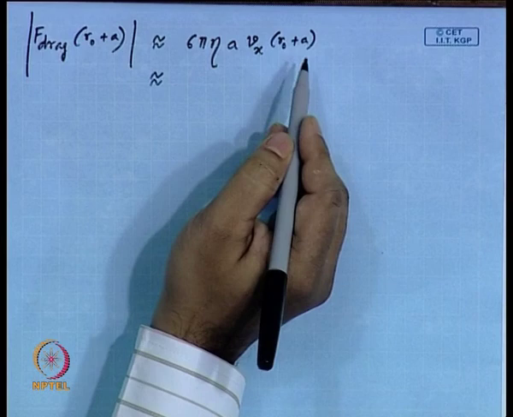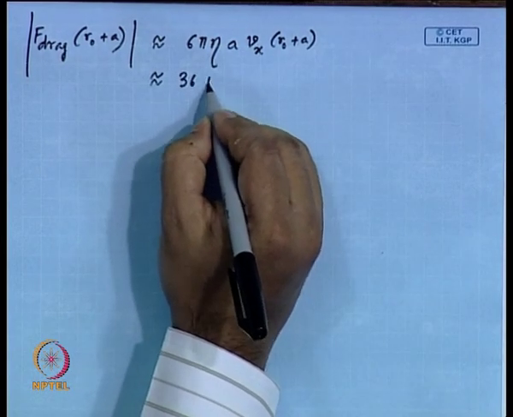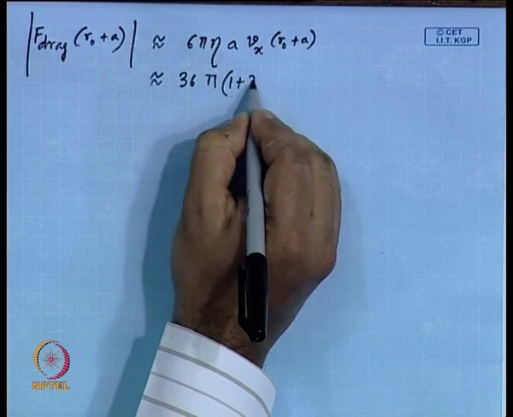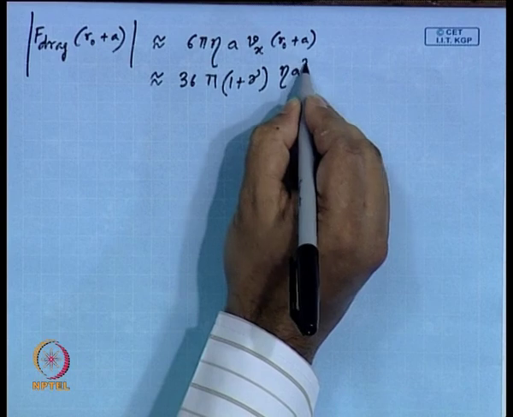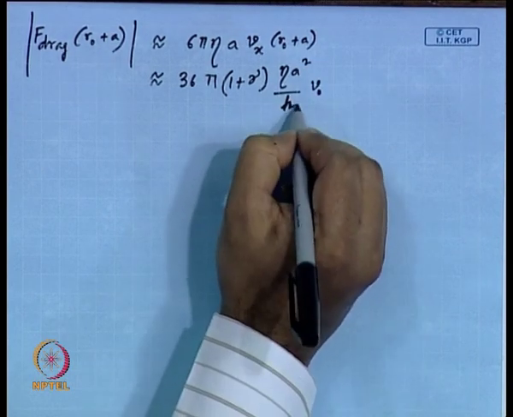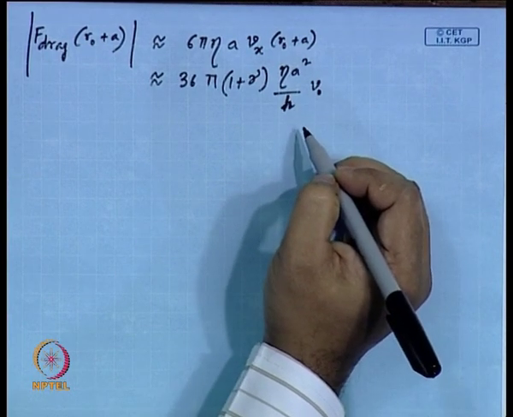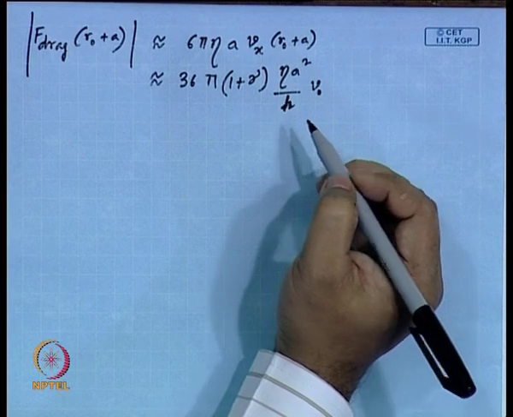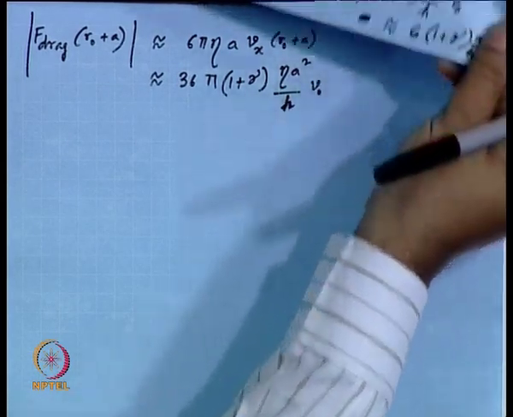and if you bring in those expressions for v that we discussed just now, you would end up with 36 pi 1 plus gamma eta a square by h into v naught. So, this is the expression for F drag that you end up with, and this is what you are equating with F DEP max, which is at r mean.